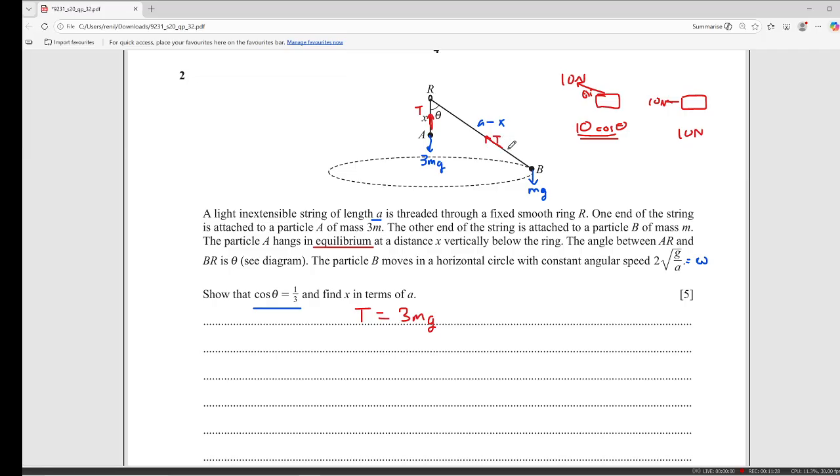Now for this one, you can see that it hangs at mg. So let's consider the vertical forces here. Now tension is not a vertical force. In fact, it has a vertical component, and that component can be found easily. Think about it this way. Let's draw a triangle. Let's complete this triangle.